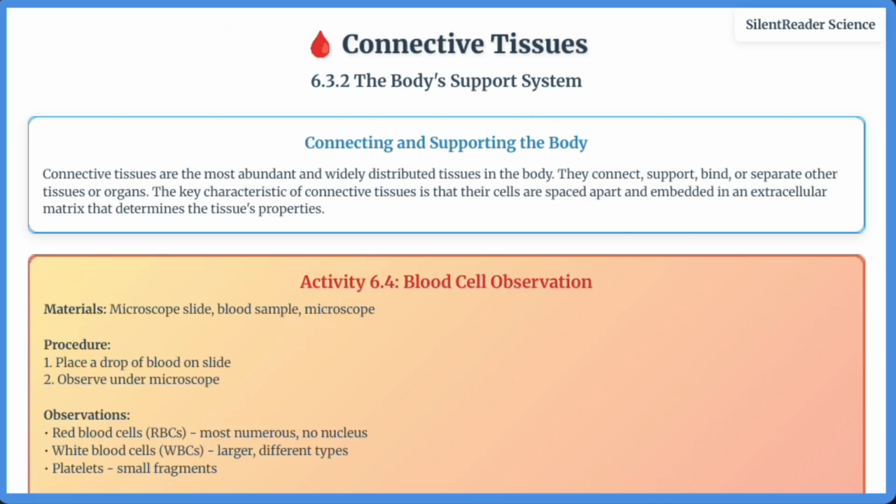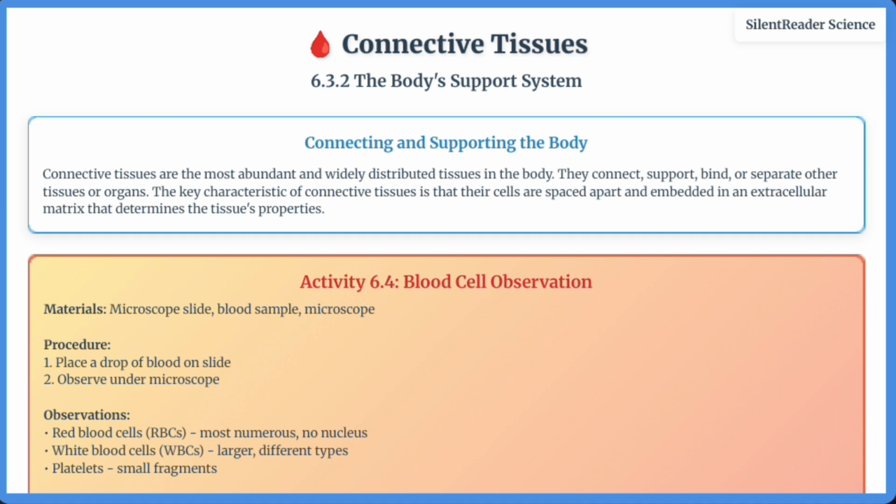Let's explore connective tissues, the most abundant tissues that connect, support, and bind other tissues. Connective tissues have cells spaced apart in an extracellular matrix that determines their properties. Blood has a fluid matrix for transport, bone has a hard matrix for support, cartilage has a flexible matrix for cushioning, and areolar tissue has a gel-like matrix for packing.